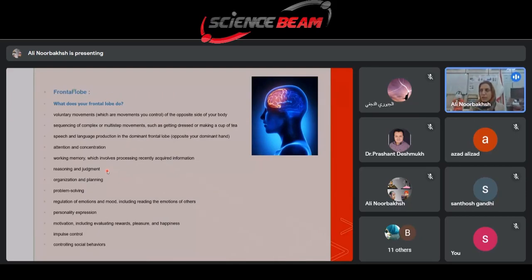What does your frontal lobe do? Voluntary movement of the opposite side of your body, sequencing of complex or multi-step movements, such as getting dressed or making a cup of tea, speech and language production in the dominant frontal lobe, attention and concentration, working memory, which involves processing recently occurred information, reasoning and judgment, organization and planning, problem solving, and so on.